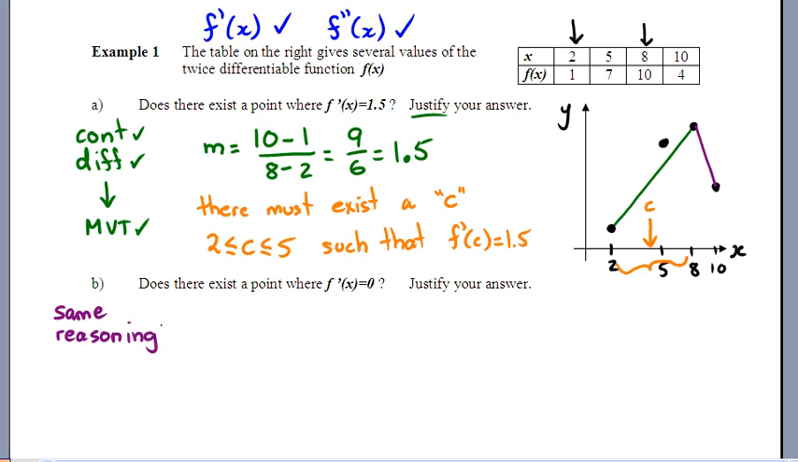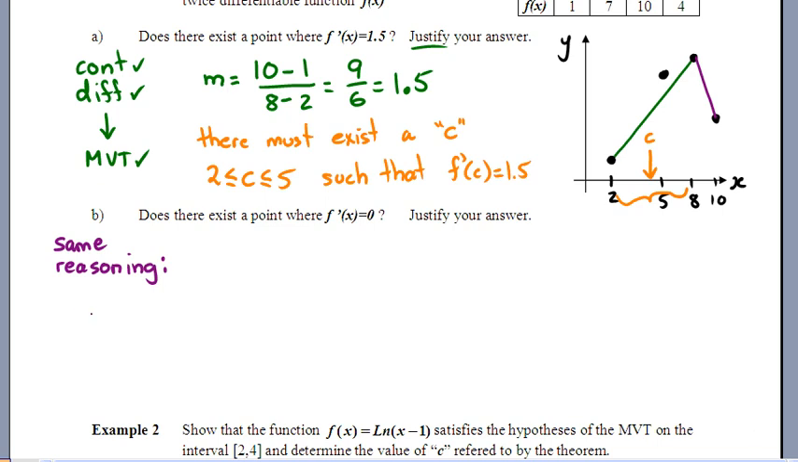And let's take a look at that average slope in there. So between 8 and 10, the average rate of change, y2 minus y1, all on top of x2 minus x1, ends up being negative 6 on top of 2. That ends up being negative 3.